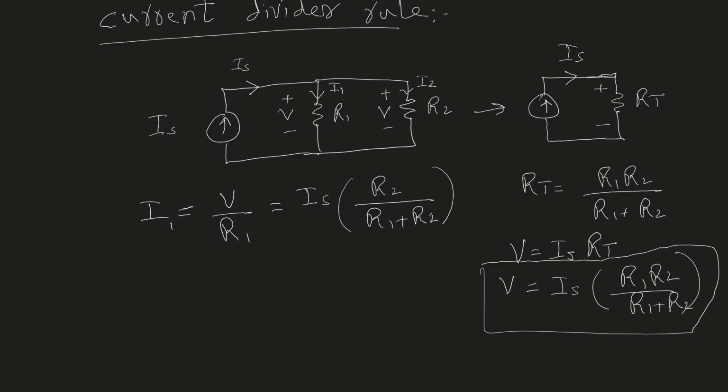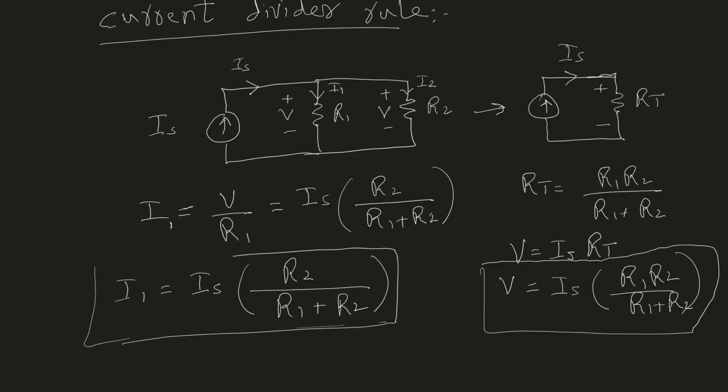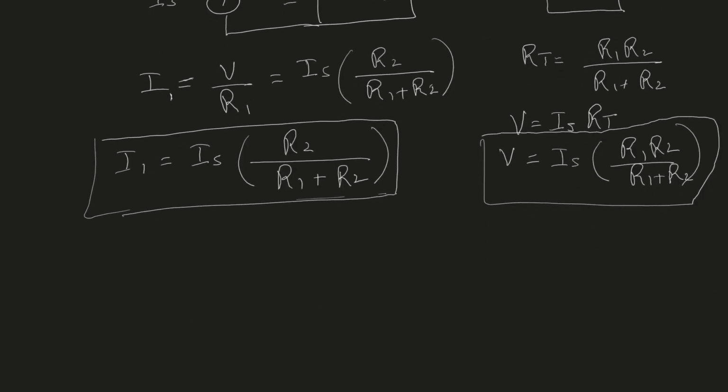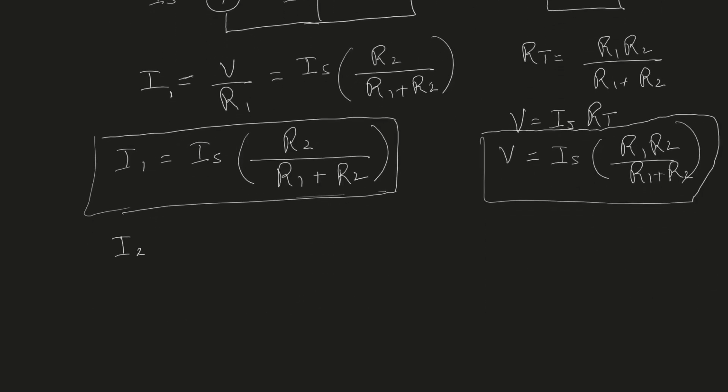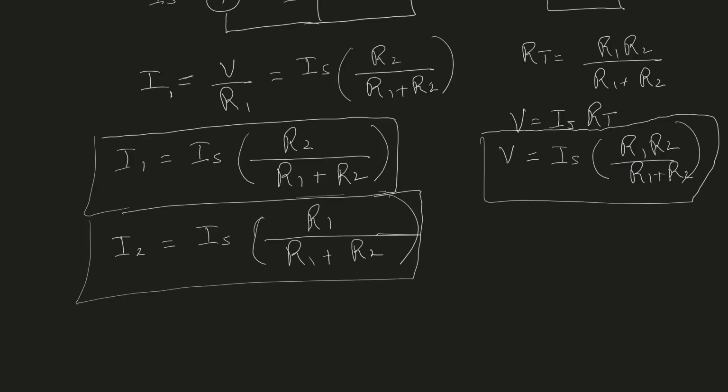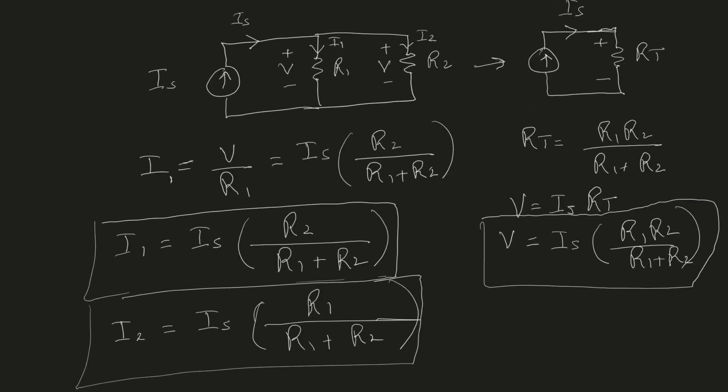So I can now say that I1 is equal to the source current multiplied by R2 divided by R1 plus R2. This is the equation of CDR for the current I1. Similarly, the current I2 will be equal to the source current times the resistor R1 divided by R1 plus R2. And this will be the equation for the current in the second branch.